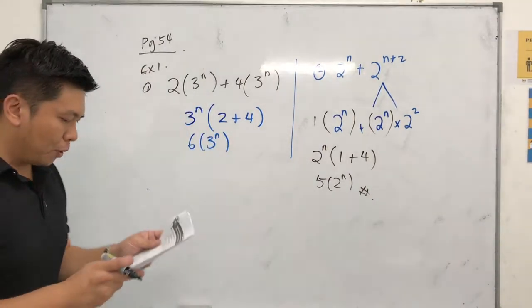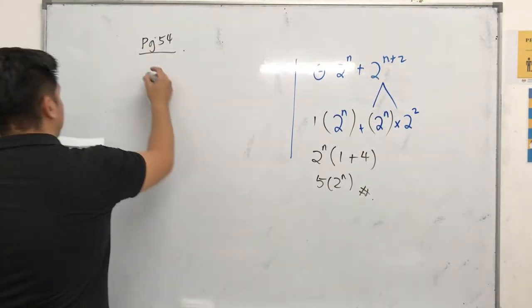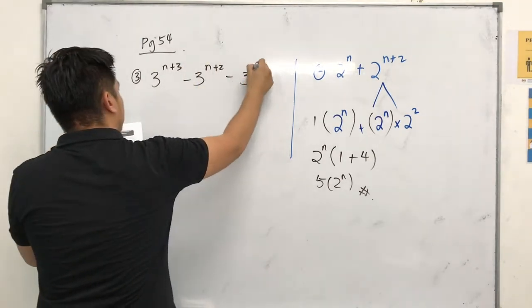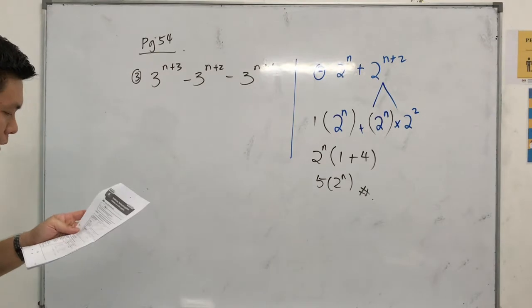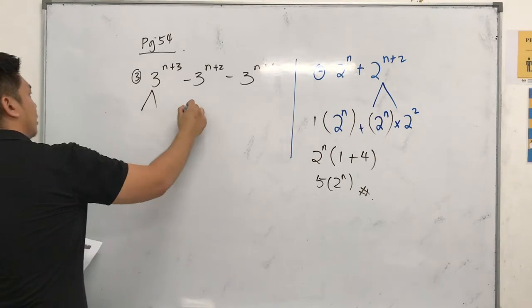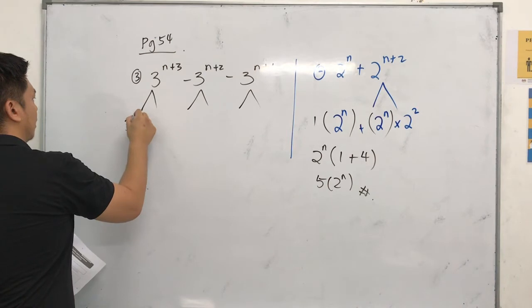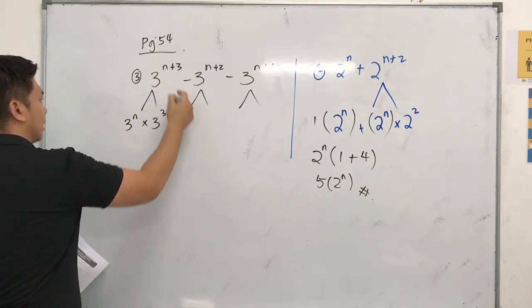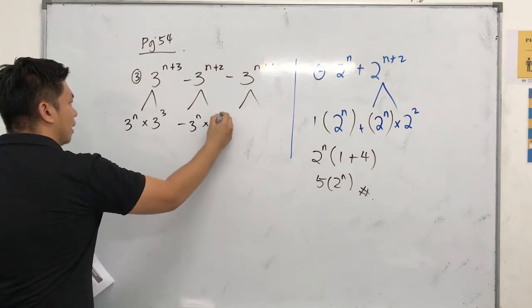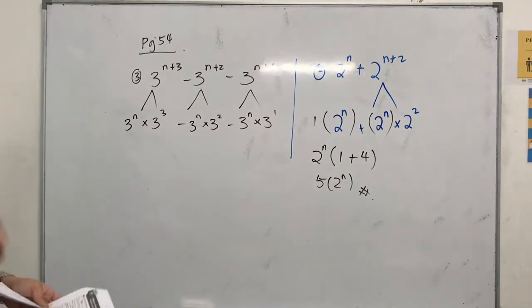Okay. Question 3. So let us try out everything. Question 3 and question 4. Alright, so you have 3 to the power of n plus 3 minus 3 to the power of n plus 2 minus 3 to the power of n plus 1, right? So this one again you can actually separate them out. Okay, you boleh pecahkan dia. So bila pecahkan dia, 3 to the power of n times 3 to the power of 3. Nah, sekarang ini minus ikut sama lah minus. This one is 3 to the power of n times 3 to the power of 2. Okay, and then minus again 3 to the power of n times 3 to the power of 1, right? So that's what happens when you split them up, right?